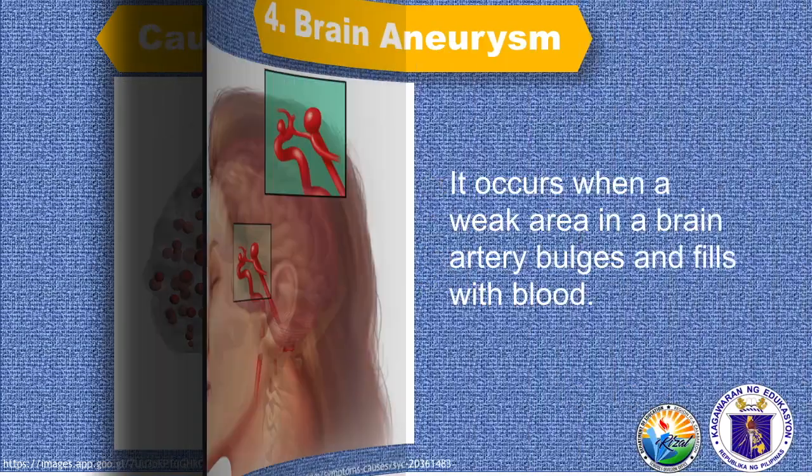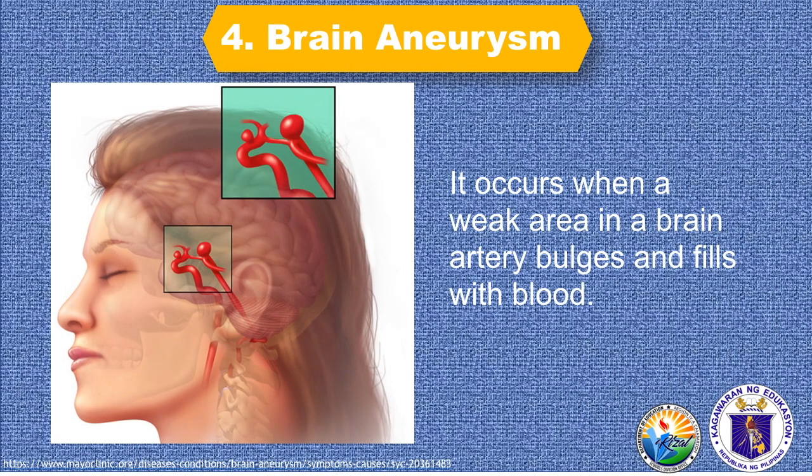And the fourth one is brain aneurysm. This occurs when a weak brain artery bulges and fills with blood. So as you could see here, there's a formation of a small ball, and this is filled with blood. So if this brain artery is filled with blood, a person may suffer from brain aneurysm. If you could recall what happened to Isabel Granada, she was a famous singer, and she actually had a brain aneurysm, or she died because of brain aneurysm.